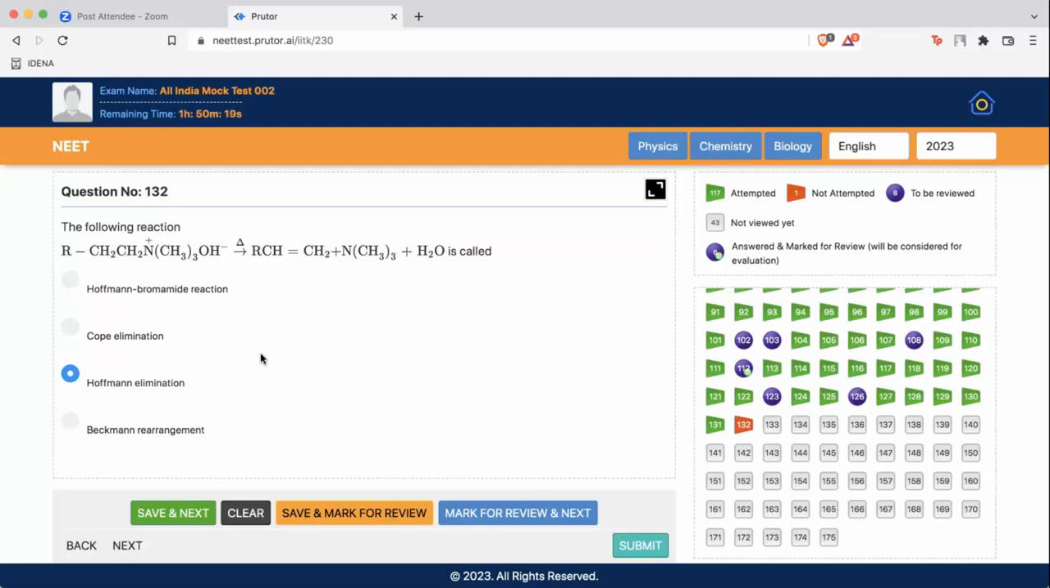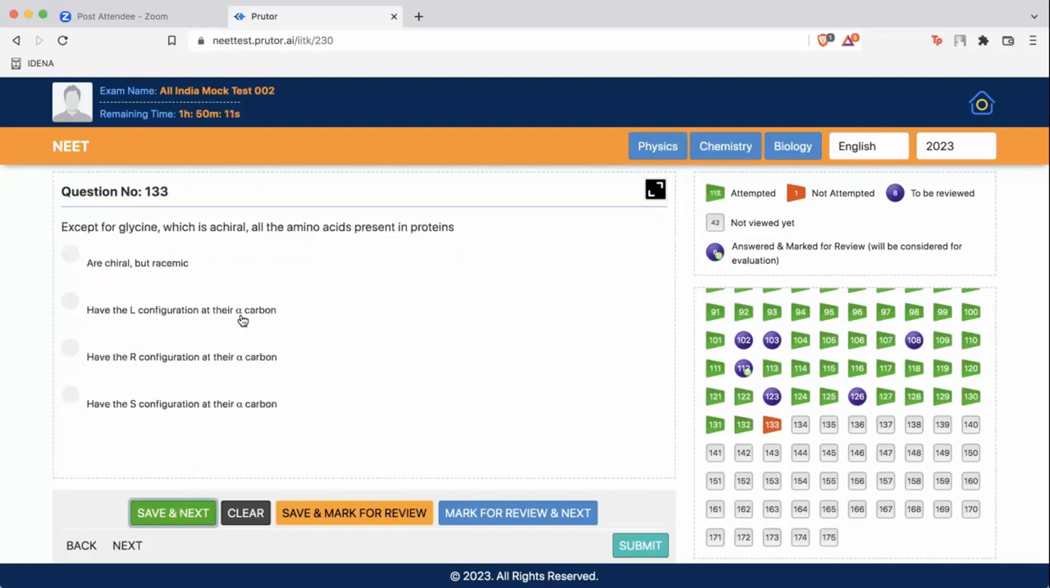Exhaustive methylation process, in which NCH3 taken thrice gets finally eliminated off an elimination. Oh, it's been such a while since I've done this example, except for glycine, like all amino acids present in the proteins. Are they chiral? Which configuration do they have at their alpha carbon? L-amino acid, L-alpha amino acid.